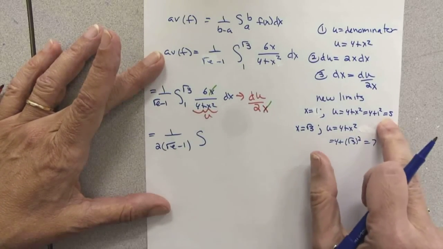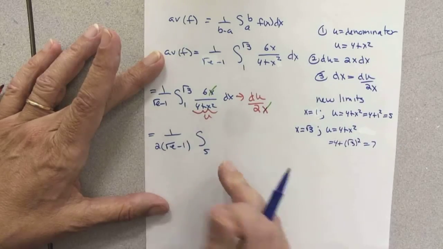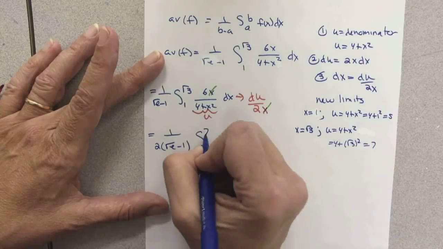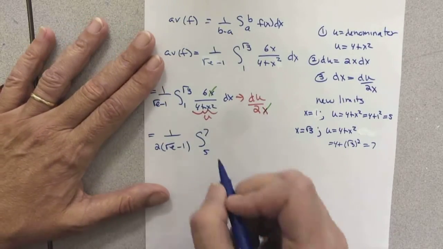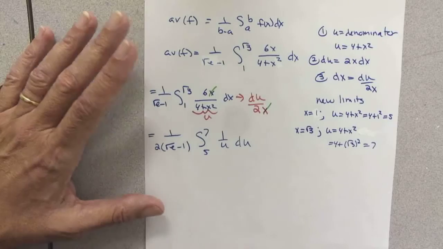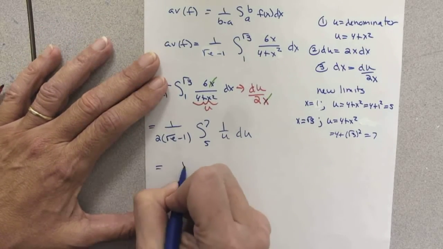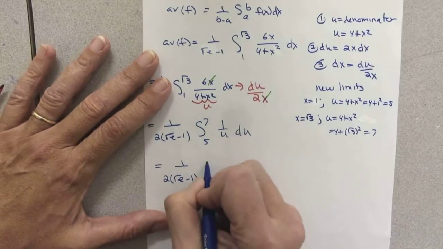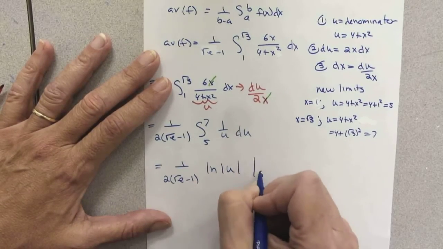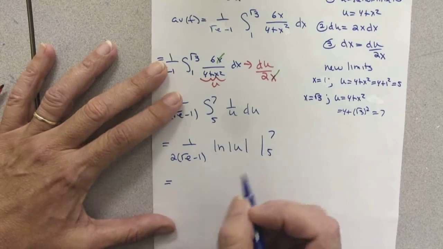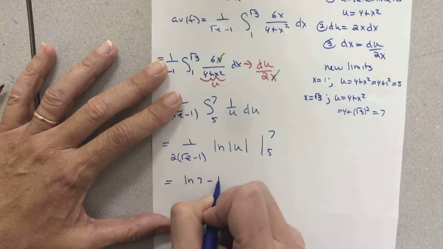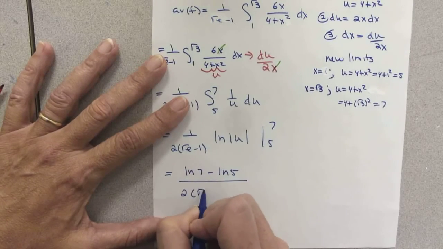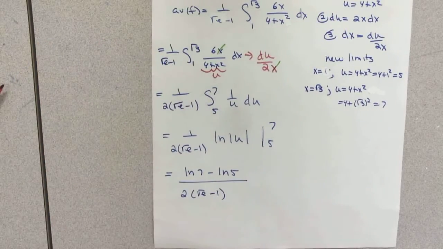Then x equals 1 went to u equals 5. X equals square root of 3 went to u equals 7. So the integral from 5 to 7 of 1 over u du. And that I can easily integrate. That's the natural log of the absolute value of u from 5 to 7. And so that's going to be the natural log of 7 minus the natural log of 5 all over 2 times the square root of e minus 1.